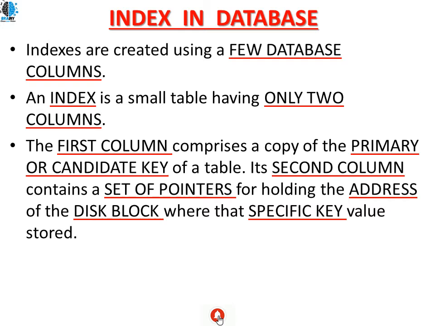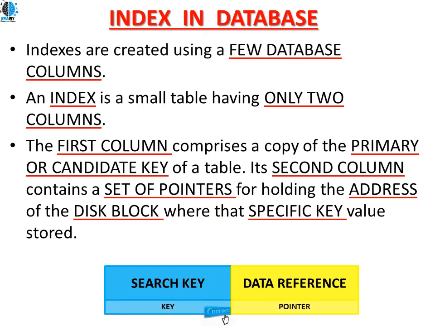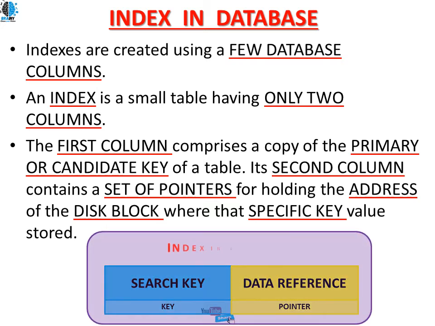As I have told you, in the index of a book, the first column has the specific key and the next has the pointer. The specific key is the topic name, the pointer is the page number. So in the same way, we will have a search key and a data reference. The search key will be called the key, and the data reference will be called the pointer. Together, this will be called our index in a database.